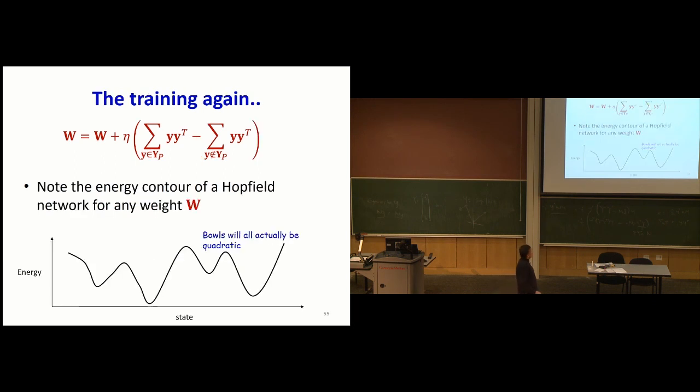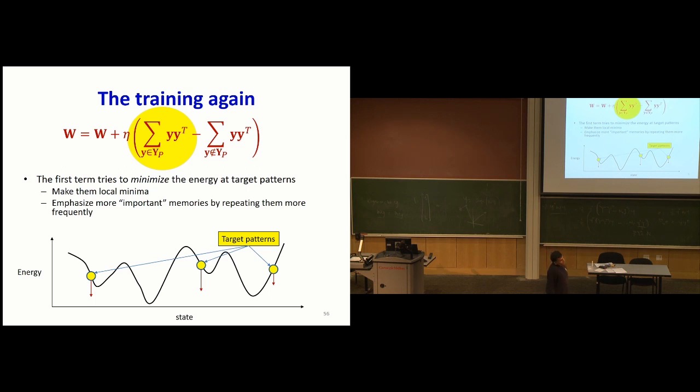I don't. To understand why not, let's go back and look at the energy contour again. With the current setting of the weights, you're going to have an energy contour which is something like this. This is over the corners of the hypercube. The actual energy function itself is a quadratic, right? It's a ball.